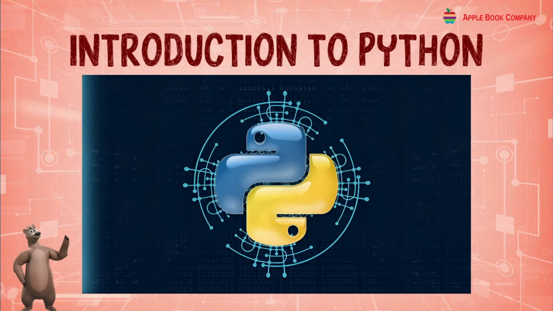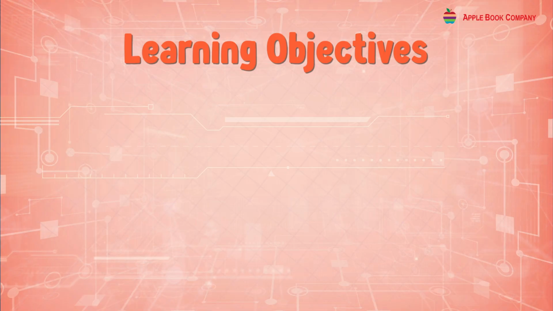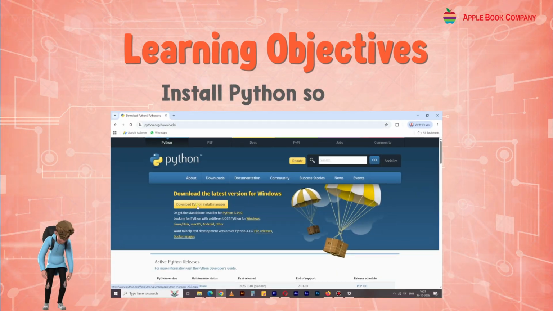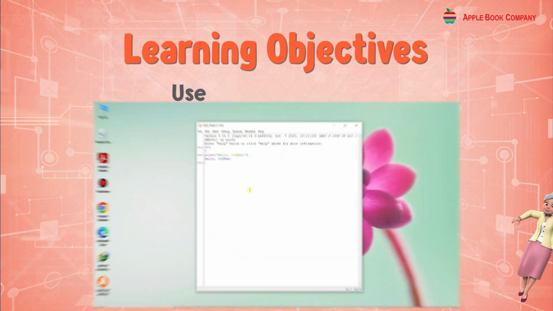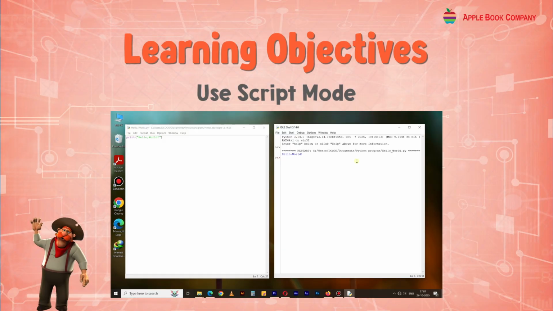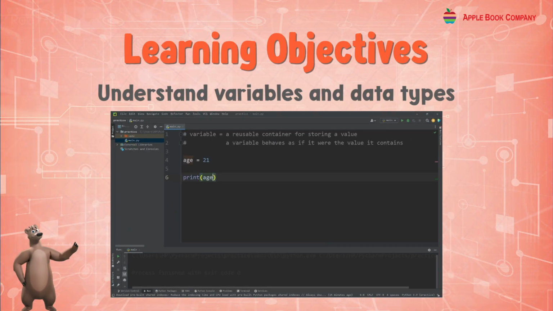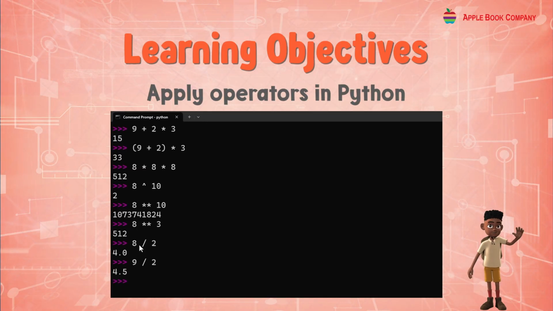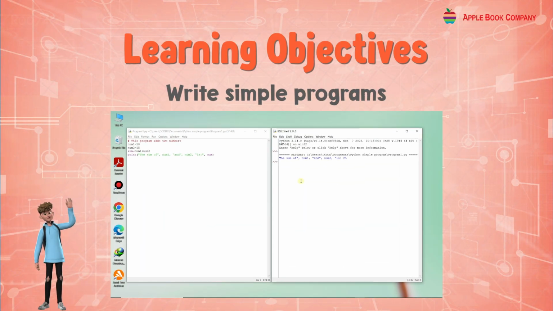Let's begin with a new chapter today, Introduction to Python. Let's start with the learning objectives. Define the Python programming language. Install Python software. Use interactive mode. Use script mode. Understand variables and data types. Apply operators in Python. Write simple programs.